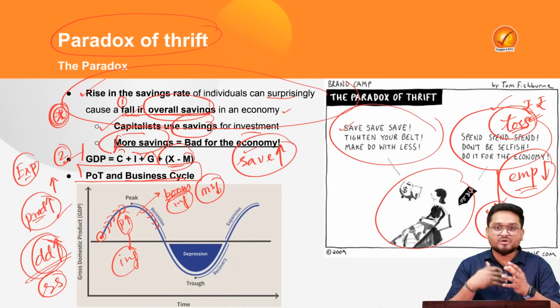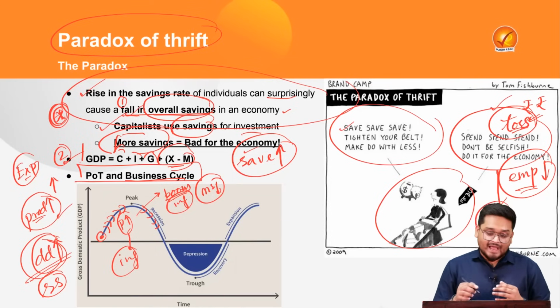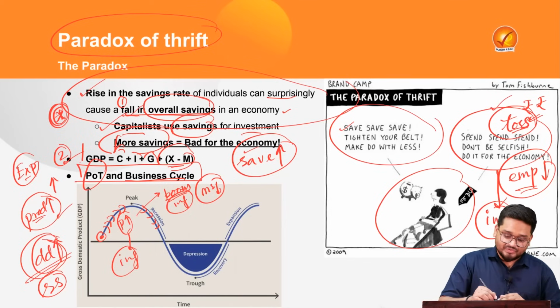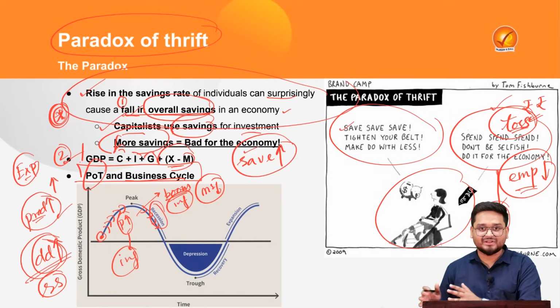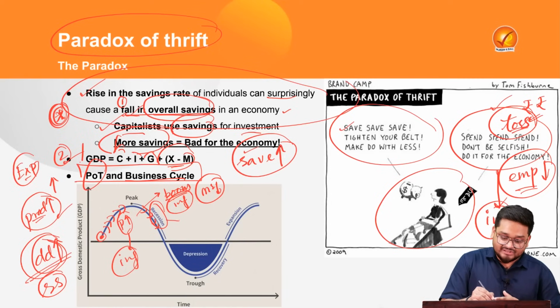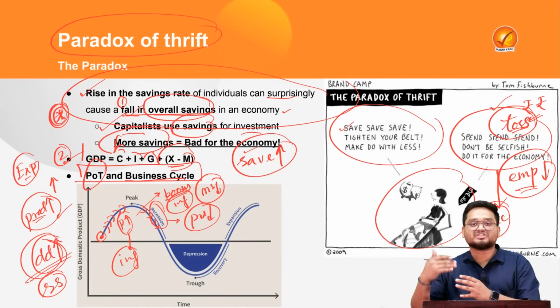So this is how a business cycle generally operates, and the paradox of thrift also happens in the same way, because whenever we see that recession is taking place during the downward cycle of the business cycle, people are actually losing jobs, because in this recession cycle the production falls, and whenever the production falls, the people tend to lose their jobs.